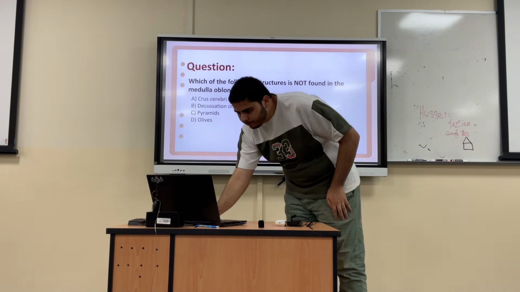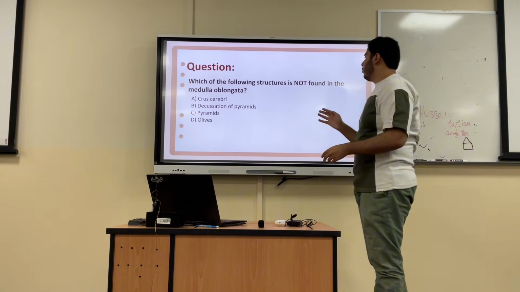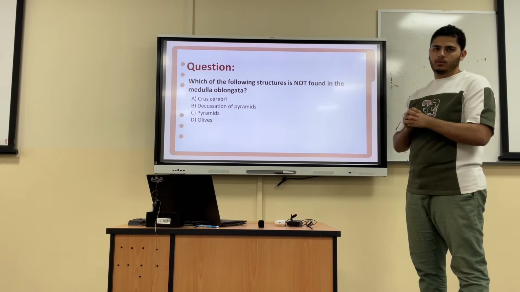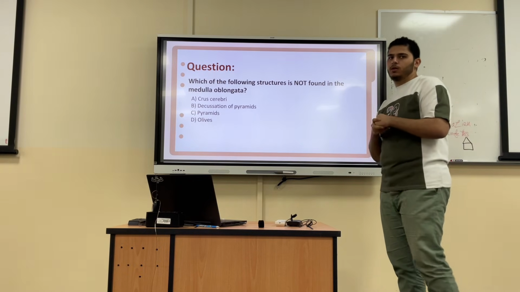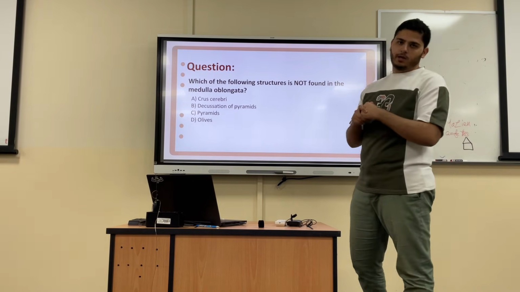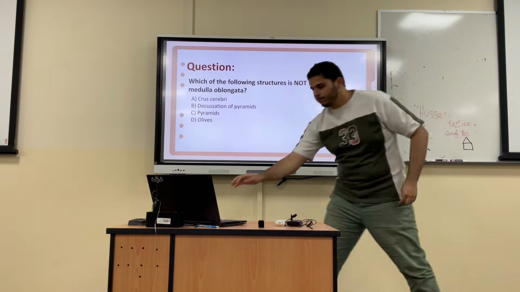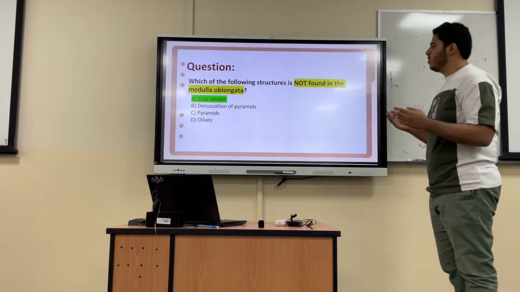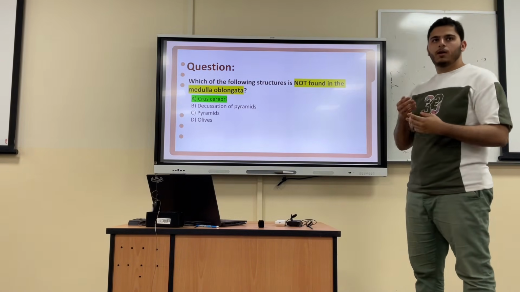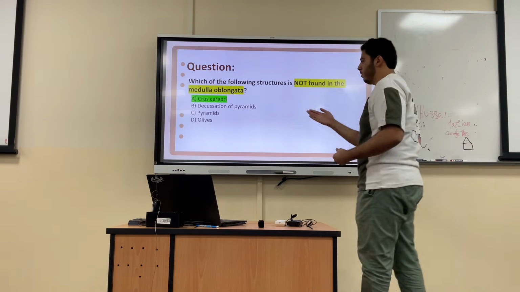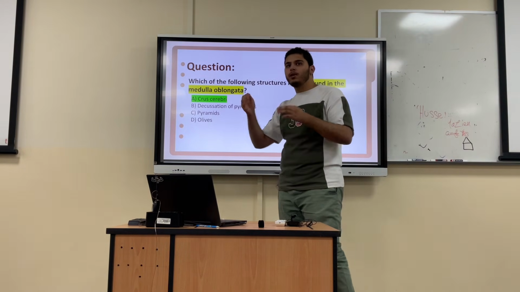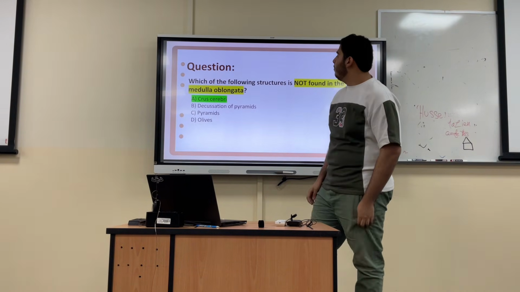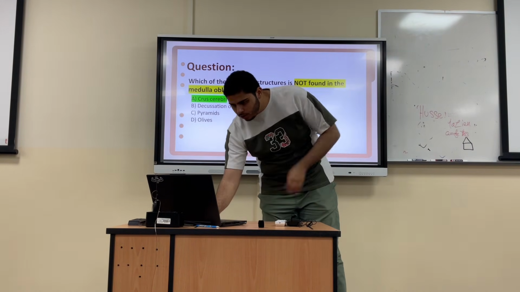Moving on. Now, we have some questions here. Which of the following structures is not found in the medulla oblongata? Okay, guys, of course it will be crus cerebri. Why? Because, as we said, the decussation of pyramids, where is it found? Pyramids are found in the medulla oblongata. Pyramids, medulla oblongata. Where is the crus cerebri? It is in the midbrain.